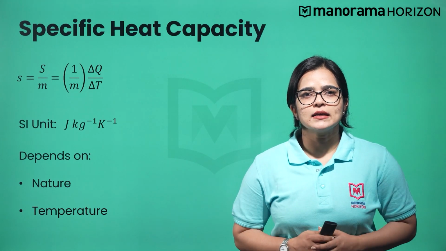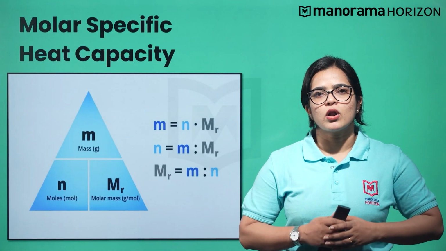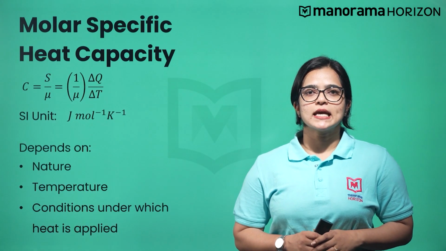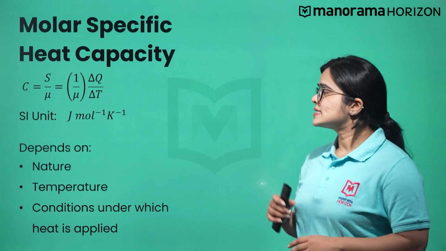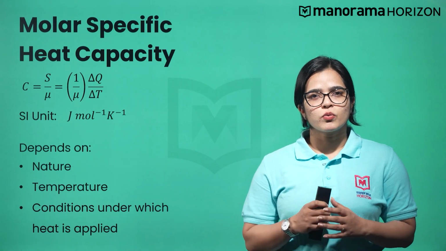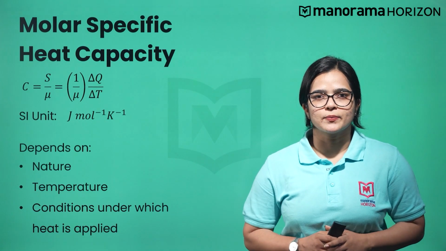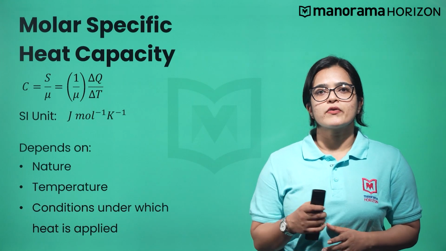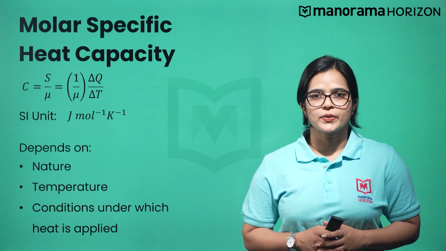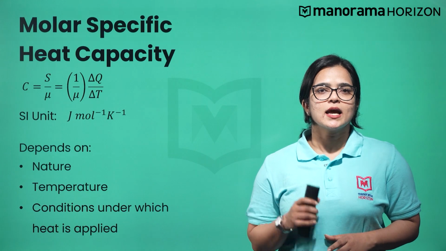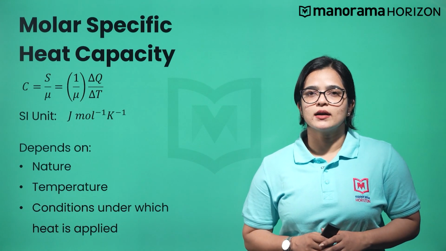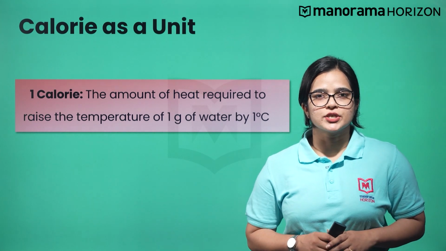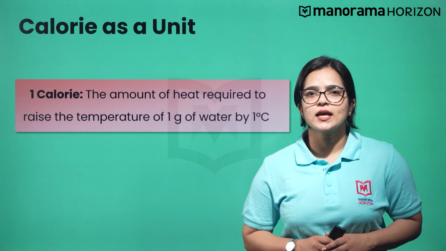We can also define heat capacity per mole of a given substance instead of its mass. It is the molar specific heat capacity defined as C is equal to S by mu, or 1 by mu times delta Q by delta T. The SI unit of molar specific heat capacity is Joule mole raised to minus 1 Kelvin raised to minus 1. It depends on the nature of the material, temperature, and the conditions under which the heat is applied. We have considered heat as a form of energy and hence it has the SI unit Joule.